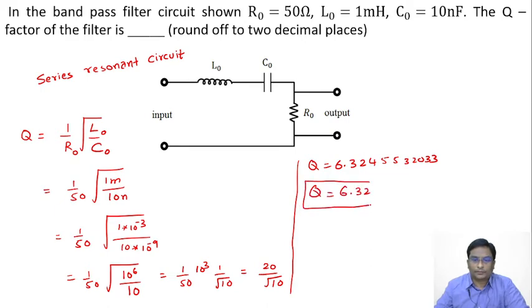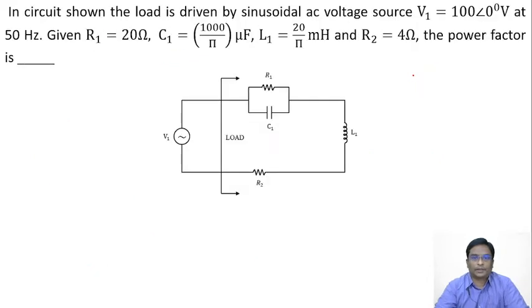If I extend this discussion, what is the unit of quality factor? Quality factor is the ratio of two energies, energy stored to energy dissipated. It is nothing but a ratio of two energies, so it has no units. Very good, a straightforward question from network theory.